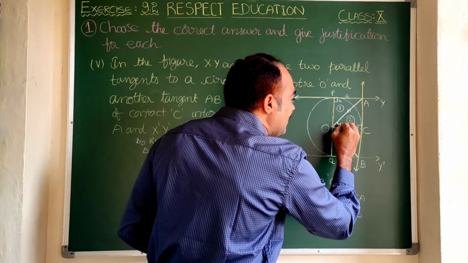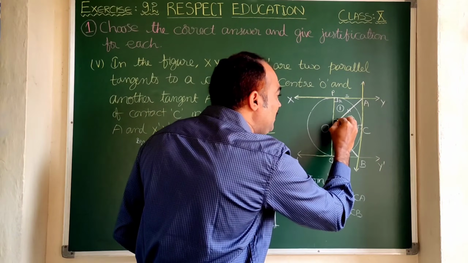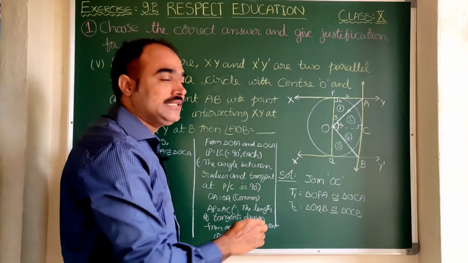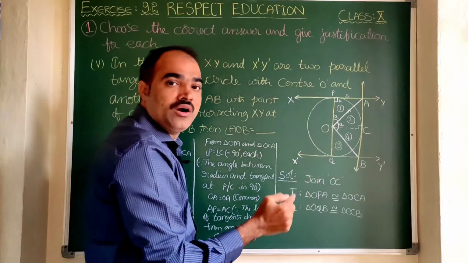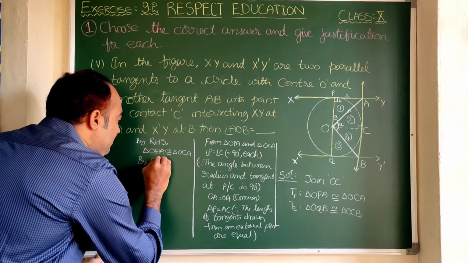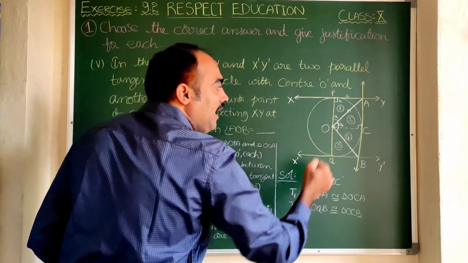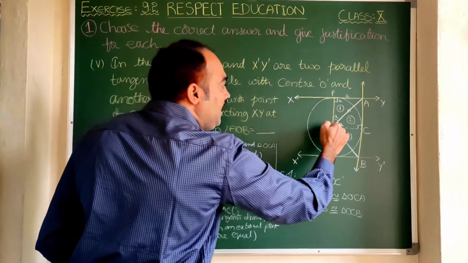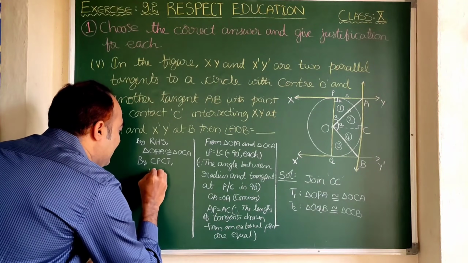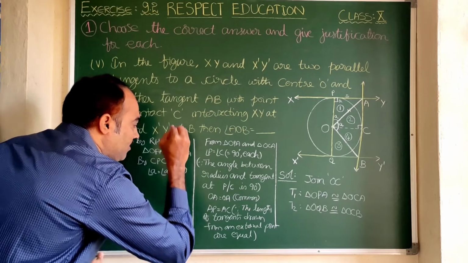By CPCT, for example, if I denote this as small a, this angle also will be small a. Let us see what is CPCT: the corresponding parts of congruent triangles are equal. So by CPCT we can write angle A is equal to angle A. That means angle POA is equal to angle COA. Let us consider this as equation number 1.